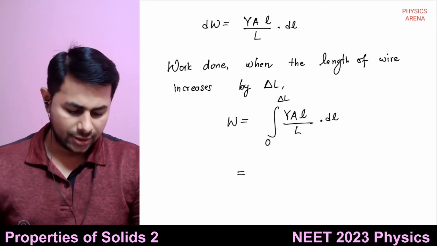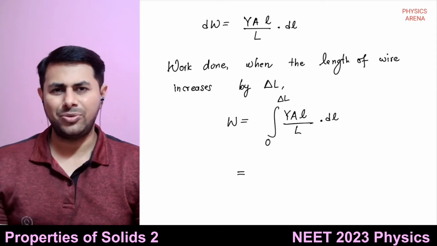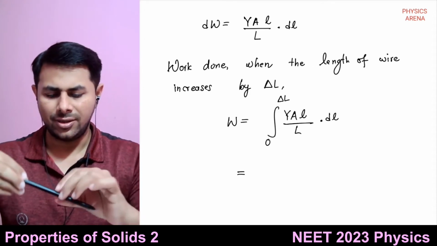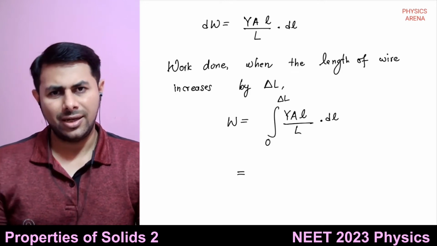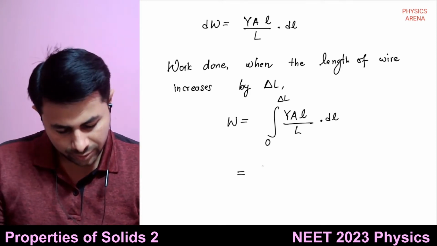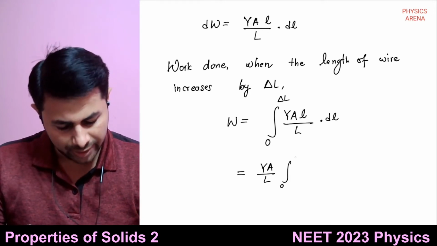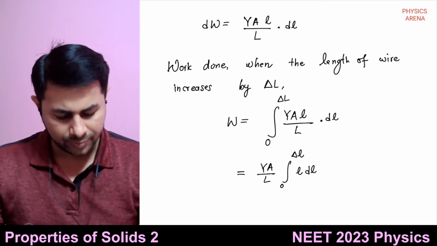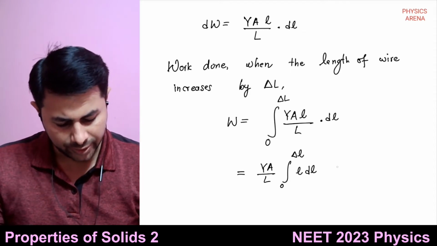Y is constant, and A is almost constant for a small increment. Actually, when you stretch a wire the area will decrease, but for a small increment in the length we can say the area remains fairly constant. So Y, A and capital L I will take outside. Then I'm left with the integral from 0 to delta L of l dl. And what will be this integral? So this integral is equal to what?